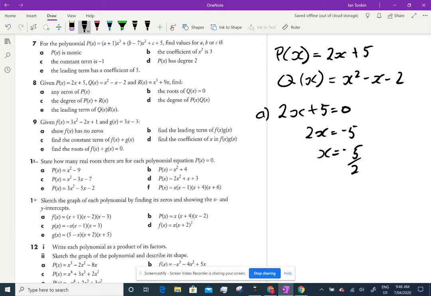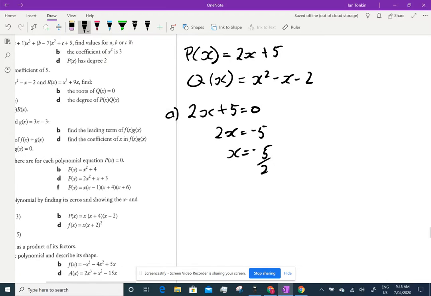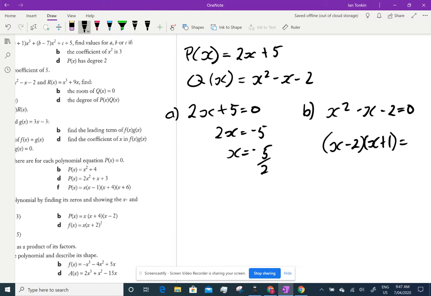Now, the roots of q of x. Well, that's a quadratic. So x squared minus x minus 2 equals 0. What multiplies out to -2 and adds up to -1? Well, I reckon that's x minus 2, x plus 1. So that means the roots are x equals 2 and x equals -1.